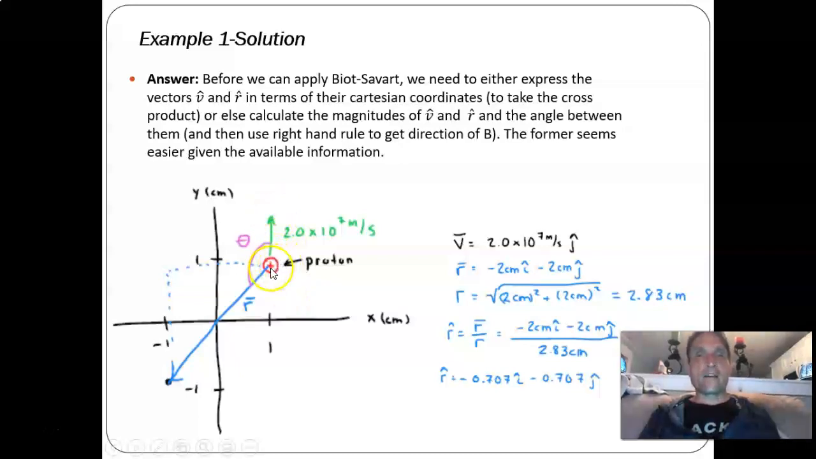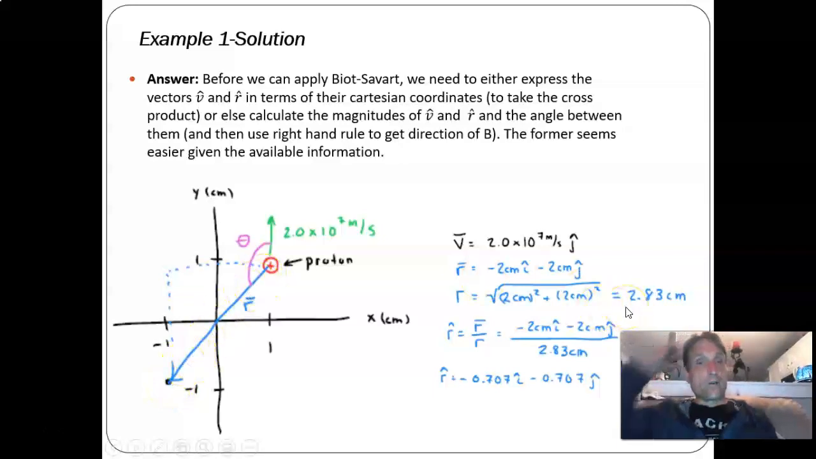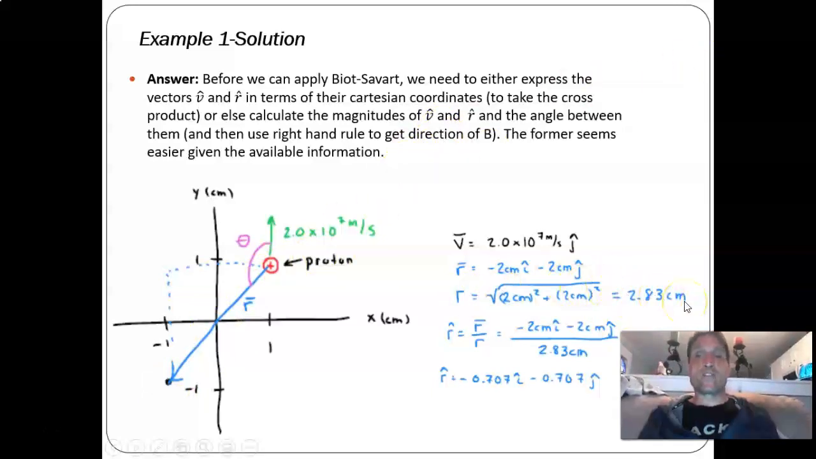Now we need to get the magnitude of r. So how far is it from the charge to where we're evaluating the field? So we need to use the Pythagorean theorem, and the distance along the x-axis is 2 centimeters. The distance along the y-axis is 2 centimeters. And so we sum the squares and we use the Pythagorean theorem, and we get that the place where we're evaluating the field is at 2.83 centimeters from the location of the moving charge. So the magnitude of r is 2.83 centimeters.